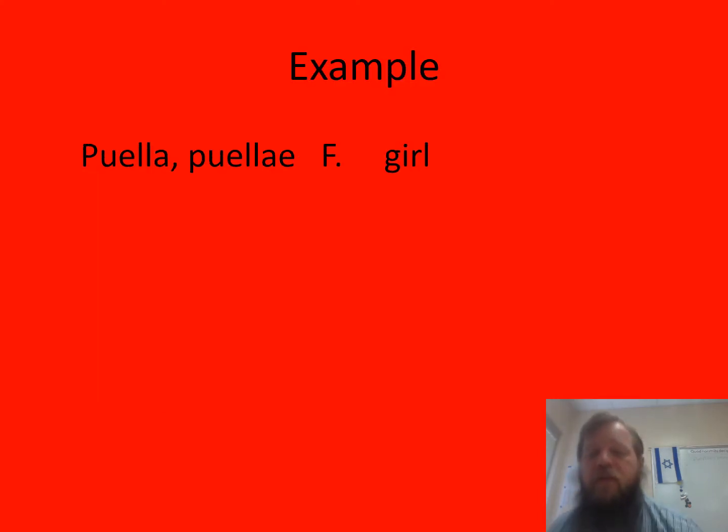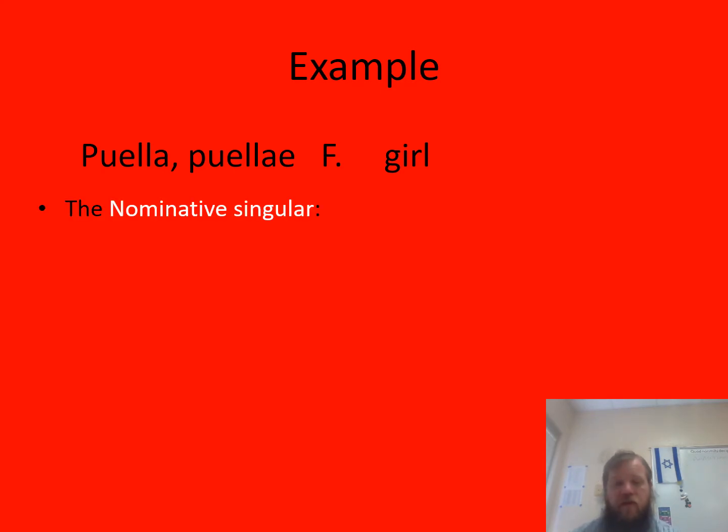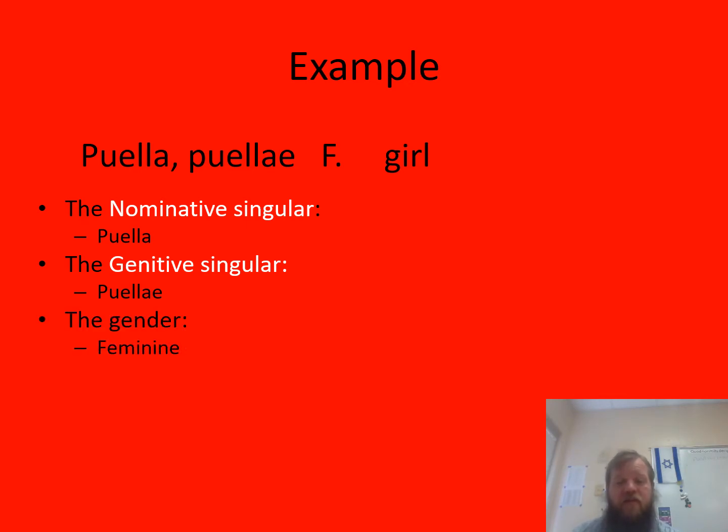So an example of a noun entry would be puella, puellae, feminine, girl. The nominative singular is puella. The genitive singular, puellae. What gender is this word? Well, this is kind of obvious, right? But the gender is feminine. And then what does this word mean in English? Puella, puellae means girl.